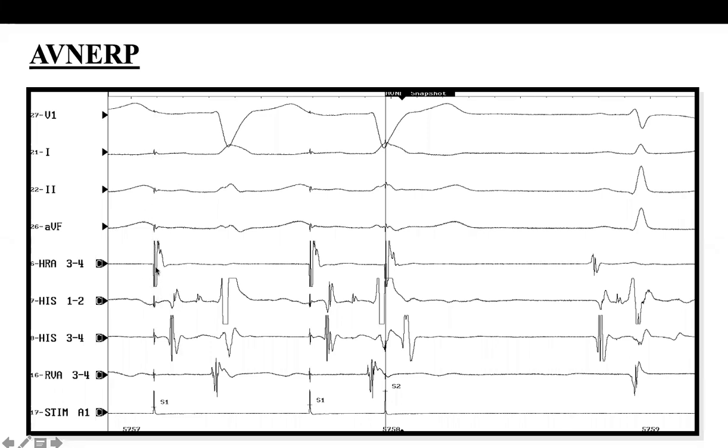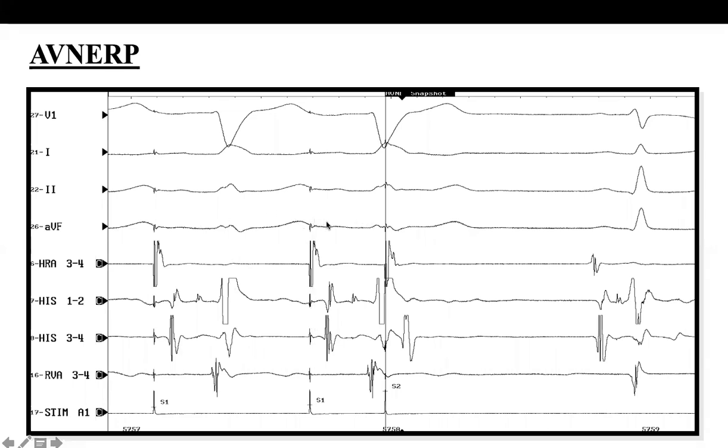This pacing is conducted. This is in the high right atrium. This is A. Then the first A in the His, which is I think 3-4, is at the same time. First is the right atrium, then it is transmitted through the His, and then to the RV. This is the concentric normal activity. Okay, good. Normal conduction. Excellent. The second beat is the same.